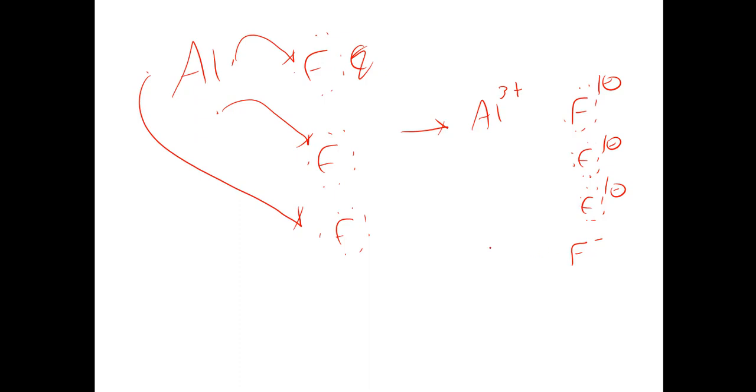Also, for writing ion symbols, you do not have to put any pairs or unpaired electrons around there. So in this case, we could do 3 fluorides. Now the next part.